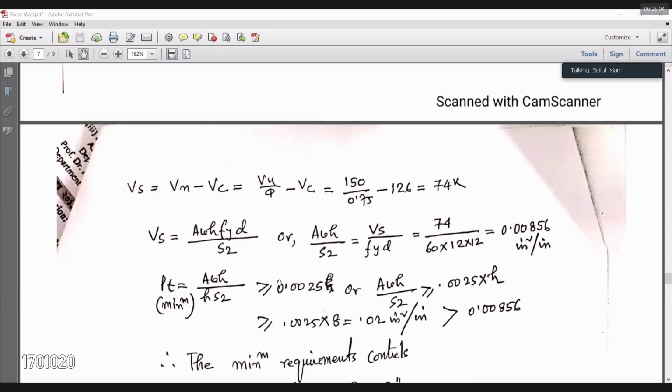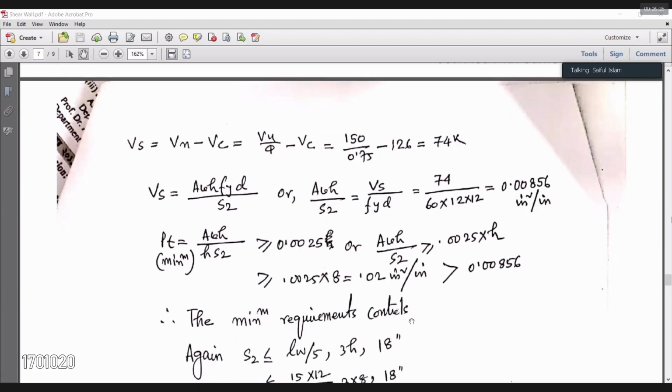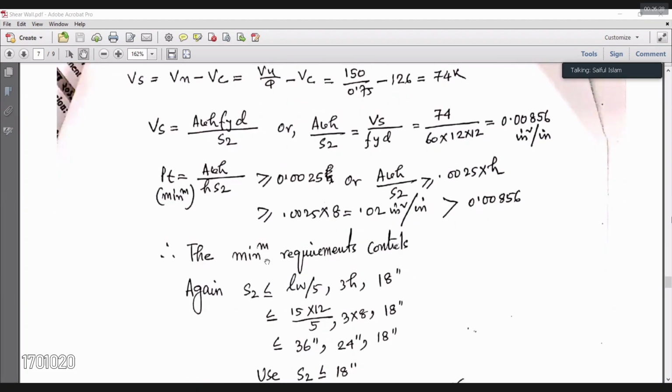So we know that the limiting steel consideration, ρt minimum, Avh by h s2, is equal to 0.0025. So again from that limiting value you calculate Avh by s2, which will be multiplied by h, and we are getting these values. So this is governing. From the minimum requirement, Avh by s2 we are getting 0.02, which is greater than the actual requirement 0.00856. So we can tell that the minimum reinforcement requirement controls. So you have to provide the minimum reinforcement. This amount of reinforcement you have to provide.